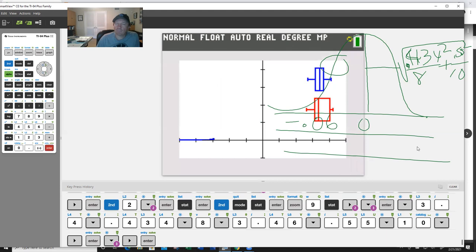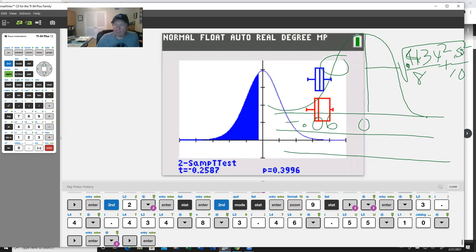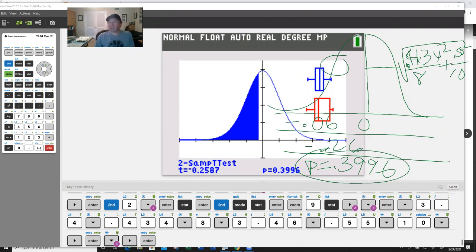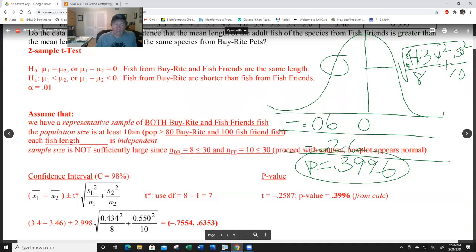Okay. There's the box plot still sitting there, kind of cool. All right, as you can see, the t-scores are really similar. The t-score is negative 0.26, and the p-value is 0.3996. Circle it, it's kind of the answer. Now, that's a fail to reject. Okay, so let me lower this right here. Okay. And as you notice, there's the p-value there.